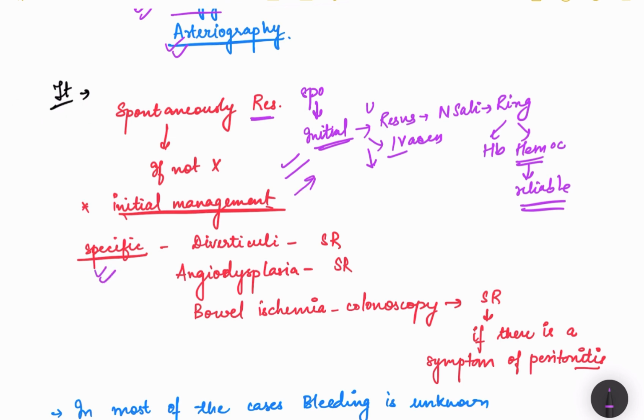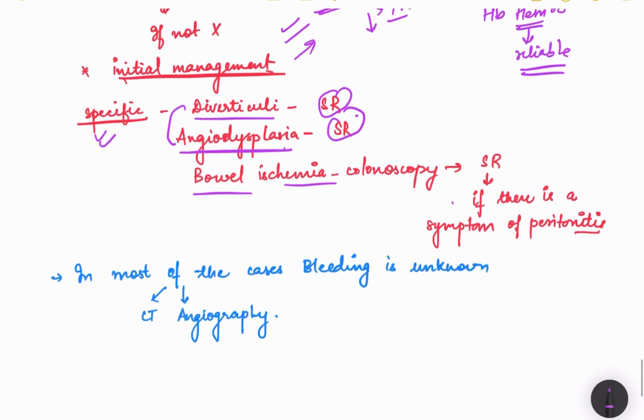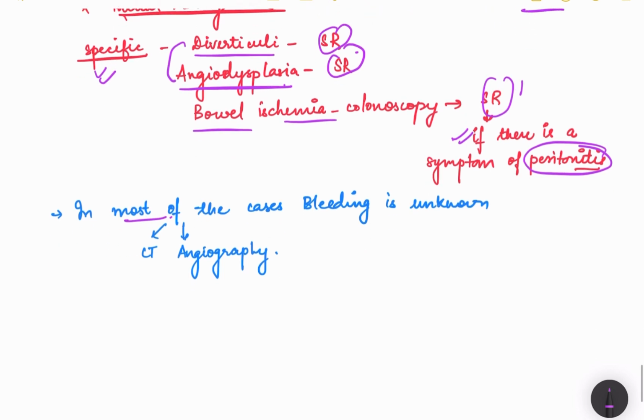Specific management in diverticula and angiodysplasia, we can do surgical resection. And in bowel ischemia, we will do colonoscopy. And if there is a symptom of peritonitis, we will do surgical resection. And in most of the cases, the source of bleeding is unknown, so we will identify it based on CT scan and angiography.